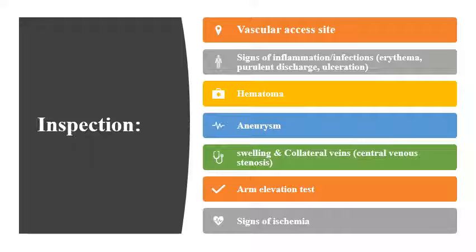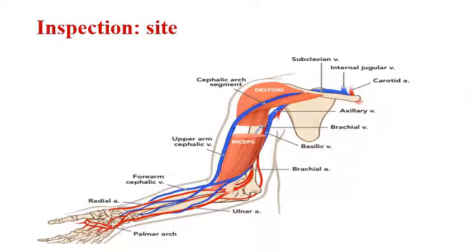Number one is the site of the vascular access. We have three sites where the vascular access can be performed. Number one, between the radial artery and the cephalic vein.